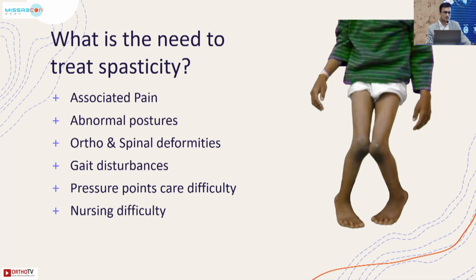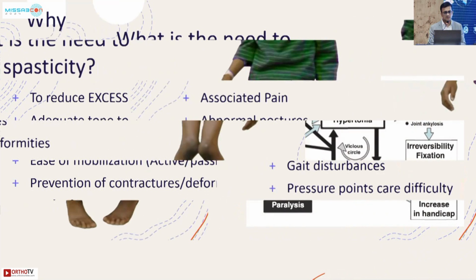So what is the need? As I already mentioned, spasticity is not a singular problem. It is associated with many other problems: a significant amount of pain, abnormal postures, pressure points, and orthopedic and spinal deformities. All these things are targets of treatment whenever we are treating spasticity directly. Apart from that, there are significant nursing difficulties for caretakers, as well as pressure sore difficulties in bedridden patients. When spasticity is causing such problems, it requires treatment.